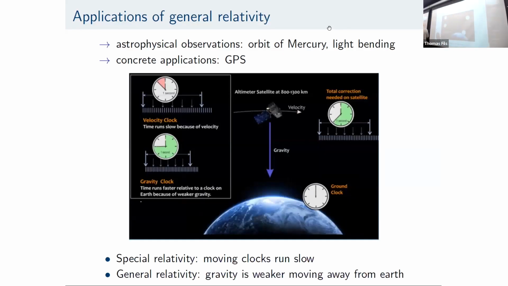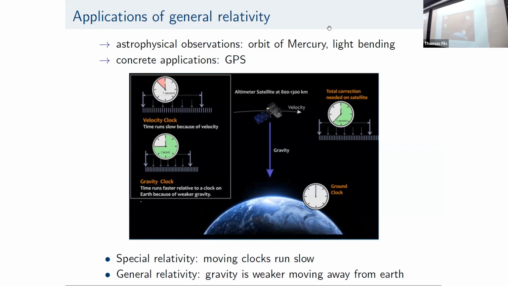So you've probably heard, hopefully you might have heard the phrase before, moving clocks run slow. So this is special relativity. These satellites are moving really, really fast. Their notion of time is running slower relative to our notion of time on planet Earth.